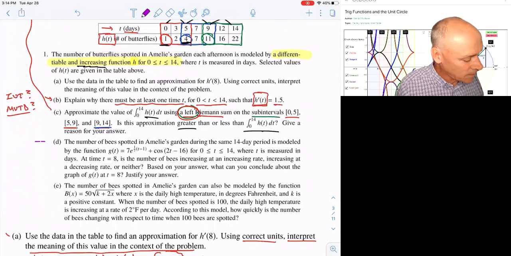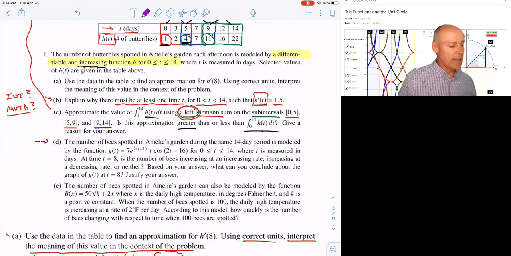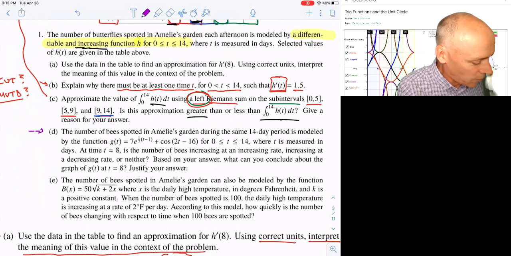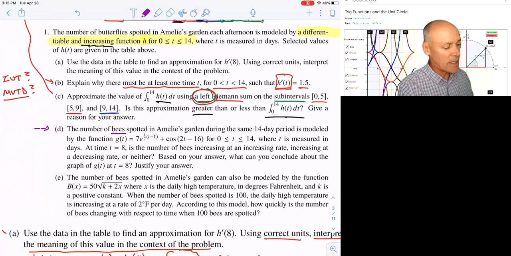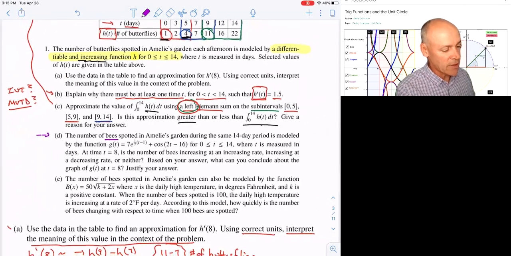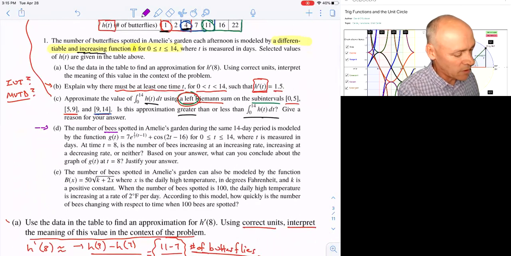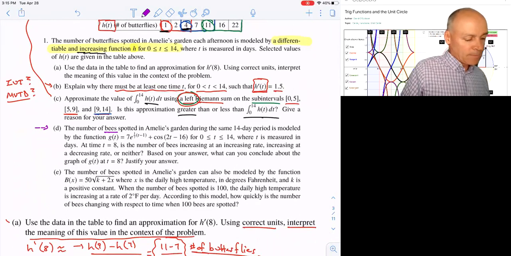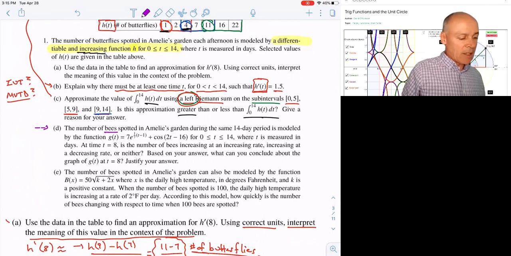Okay. Part D. Number of bees spotted in Amelie's garden during the same 14-day period. Again, we're changing gears. We were talking about butterflies in parts A, B, and C. Now we're throwing something different at you. It's the number of bees in the garden during that same 14-day period, modeled by the function g of t is equal to that, where t is measured in days. At time t equals 8, is the number of bees increasing at an increasing rate, increasing at a decreasing rate, or neither? Based on your answer, what can you conclude about the graph of g of t at t equals 8?